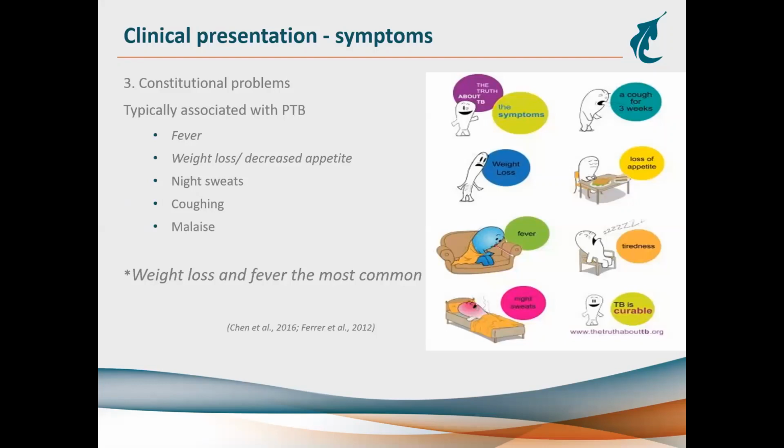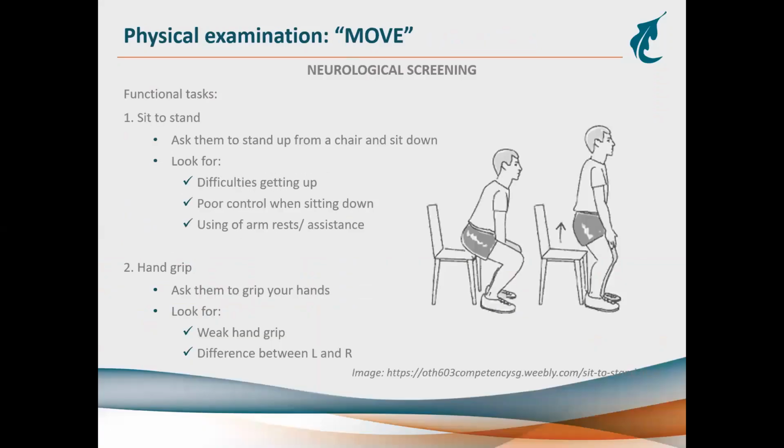It's the same constitutional problems typically associated with pulmonary TB, which is fever, weight loss, night sweats, coughing. But weight loss and fever is the most common that is found for these patients.